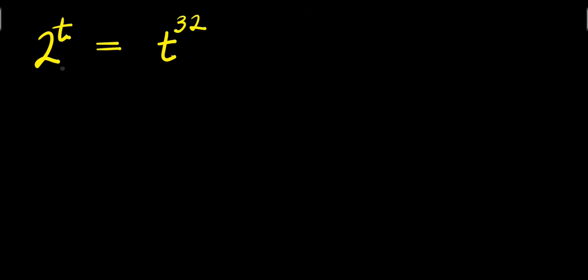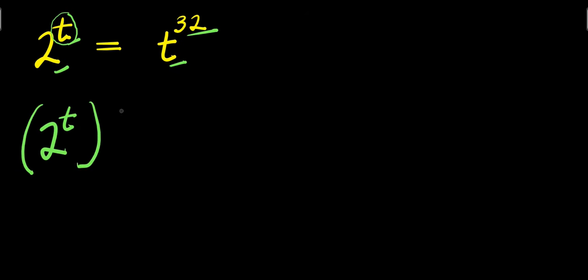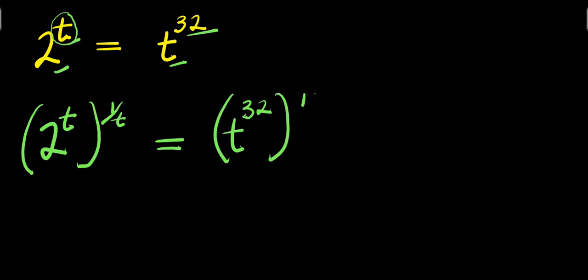Hello, how to solve 2 power t equals t power 32. We start by eliminating this t here. We want variables to be on one side. We have 2 power t raised to the power of 1 over t equals t power 32 raised to the power of 1 over t.